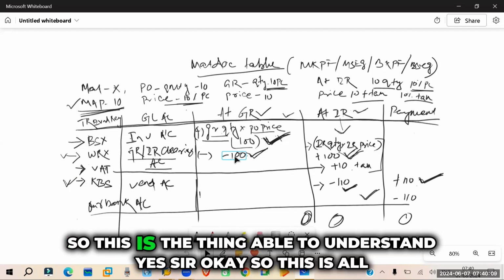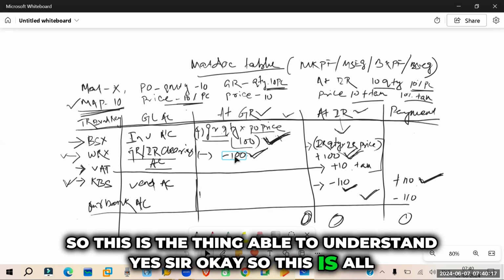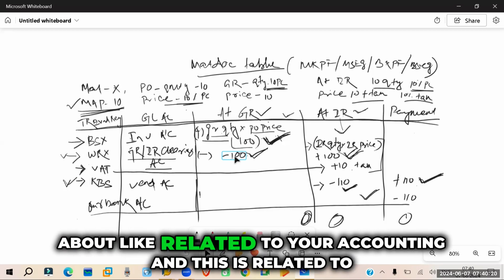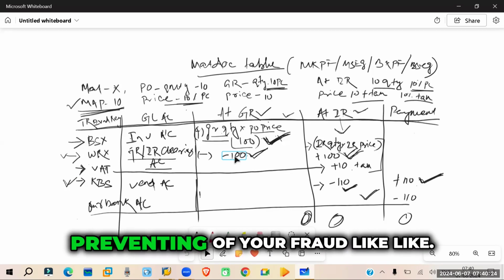So this is the thing, able to understand? Yes, sir. Okay. So this is all related to your accounting, and this is related to preventing fraud.